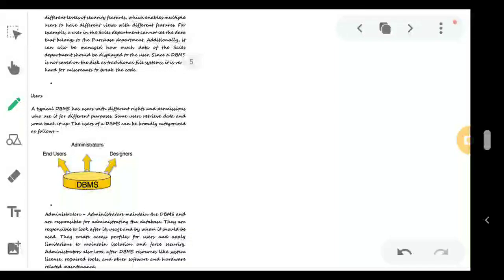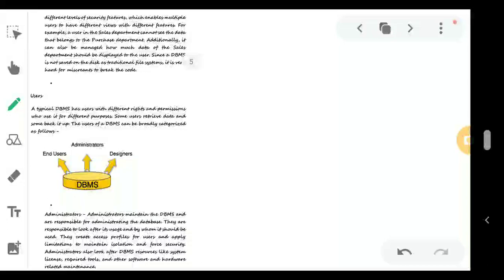In the previous lecture session, we have learned about the file processing system and the drawbacks of the file processing system that led to the invention of a database management system. What is a database? What is a database management system? What are actually the characteristics of the database?